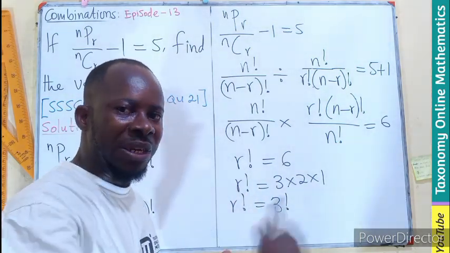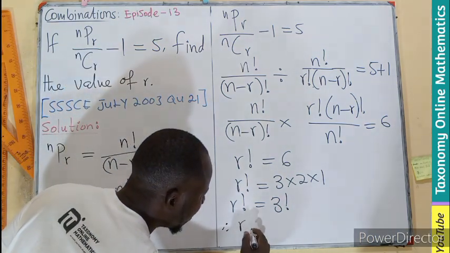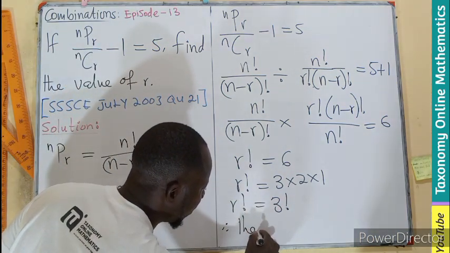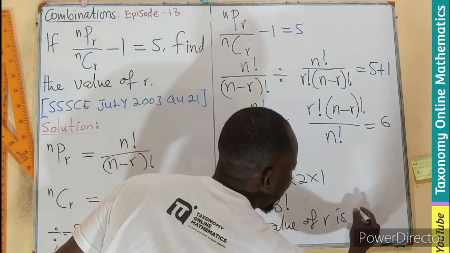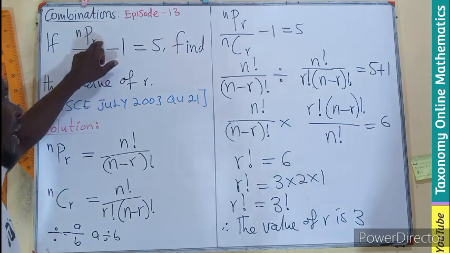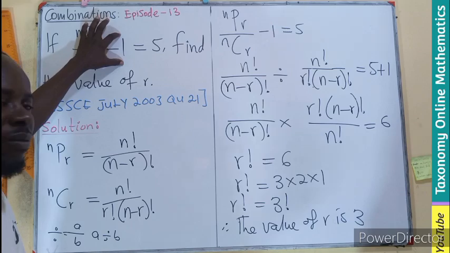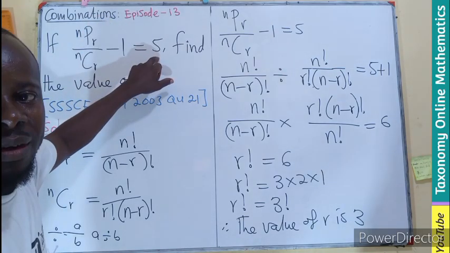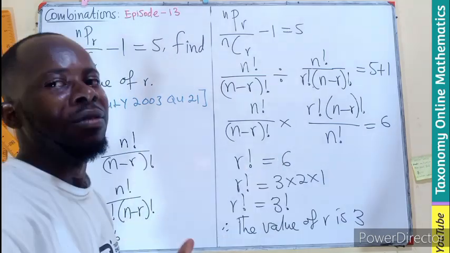Or better still, dividing through by factorial. So therefore, let me just make it in sentence form. The value of r is going to be 3. So it means when I put 3 here, ignoring the n since they will cancel, minus 1, I should be having 5.